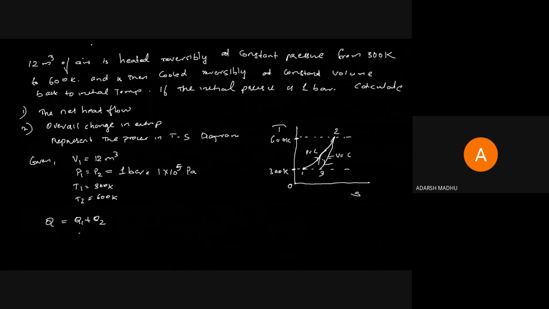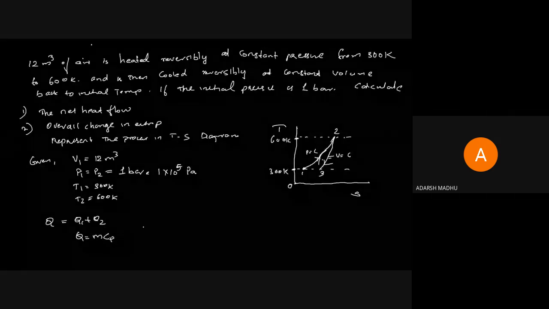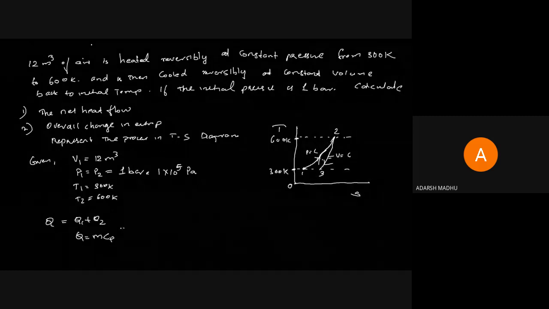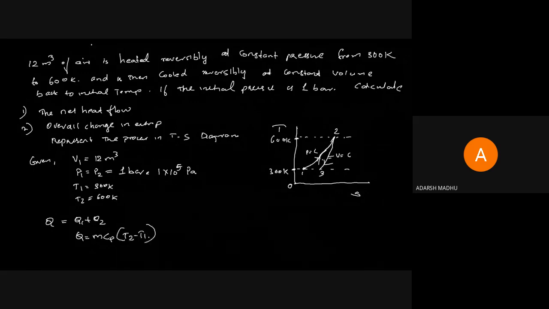So what is the Q at constant pressure? Q equals mCp delta T. Here delta T means from the high temperature to the low temperature, that is 600 to 300. That is mCp (T2 minus T1), final temperature minus initial temperature. So Q equals mCp delta T for the constant pressure process, Q1, and Q2 equals mCv delta T, that is final temperature minus initial temperature.